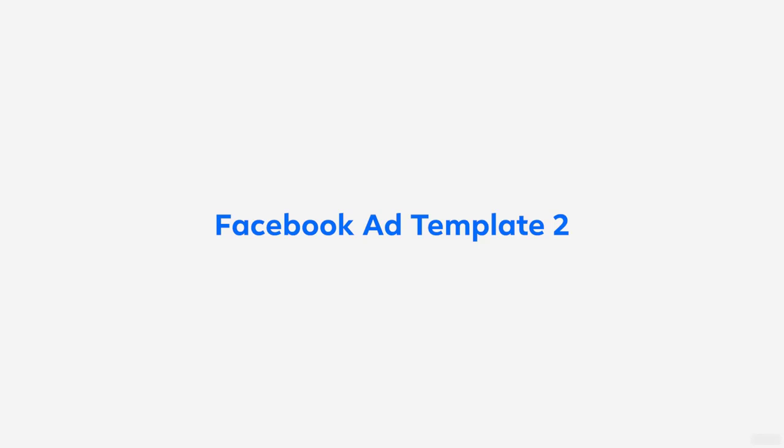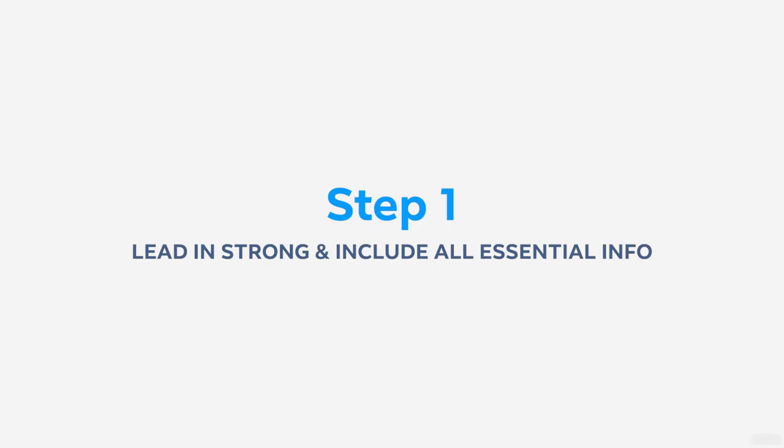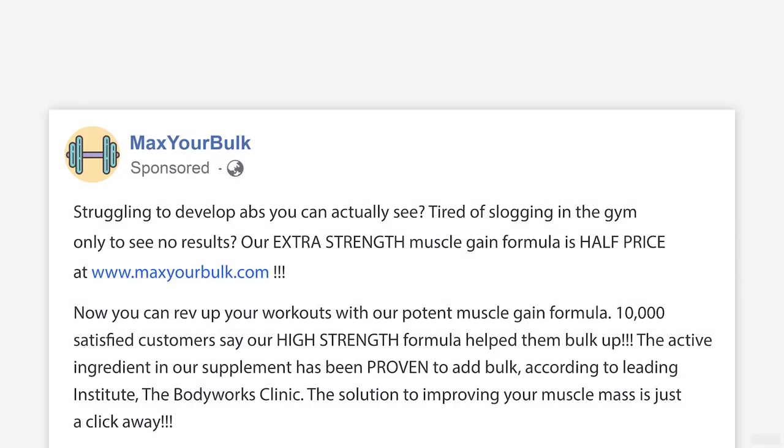Facebook ad template 2. Step 1. Lead in strong and include all essential info, i.e., struggling to develop abs you can actually see? Tired of slogging in the gym only to see no results? Our extra strength muscle gain formula is half price at www.maxyourbulk.com. Step 2. Include a high-quality image.